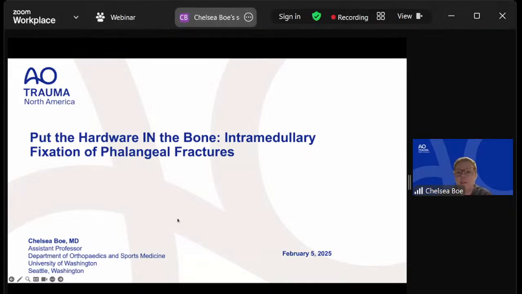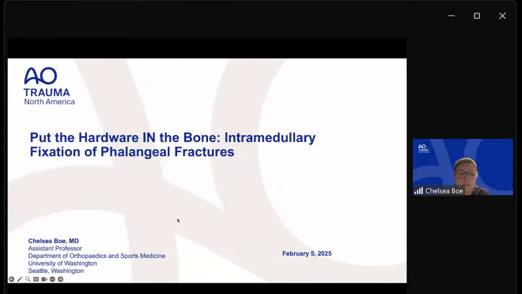All right. So we're going to change course here just a little bit. Dr. Mezera was kind enough to cover for us the basics of phalangeal fractures. And we're going to talk now for a little bit about something very specific. So putting the hardware in the bone, intramedullary fixation.